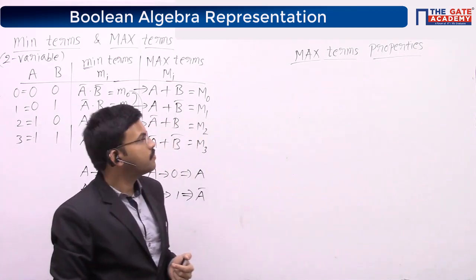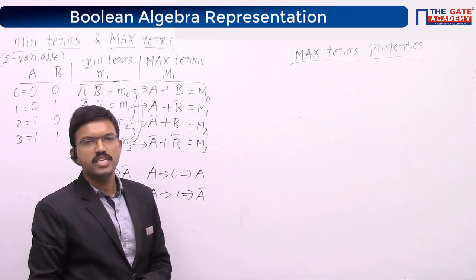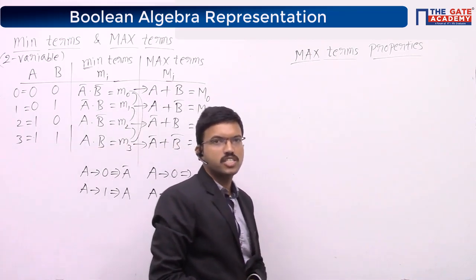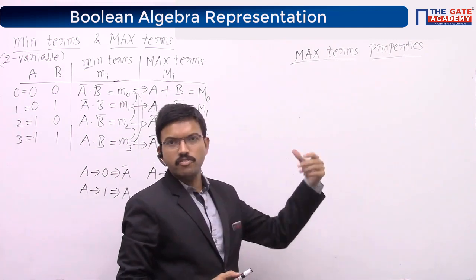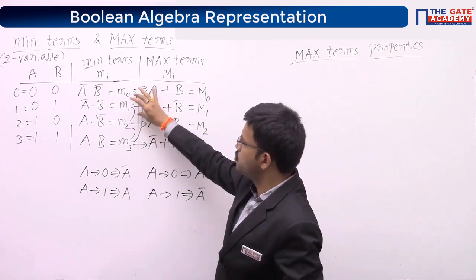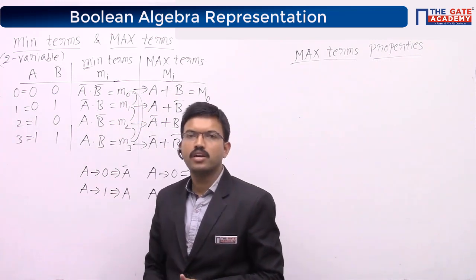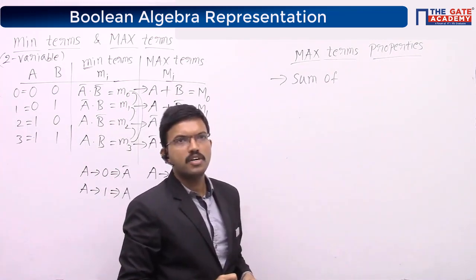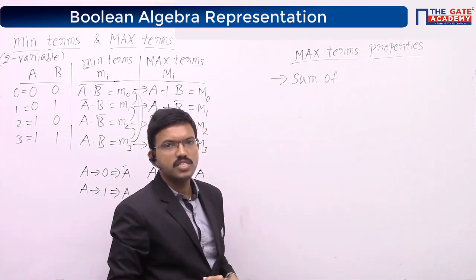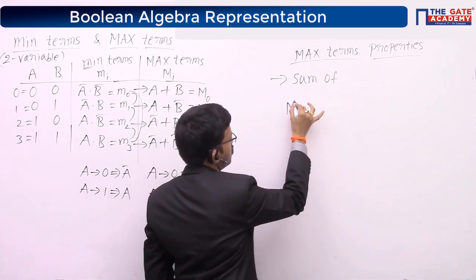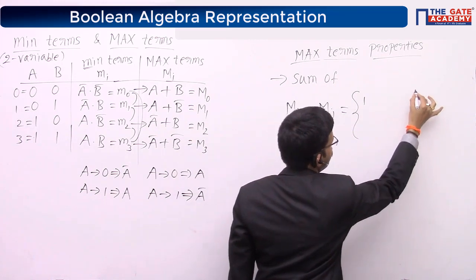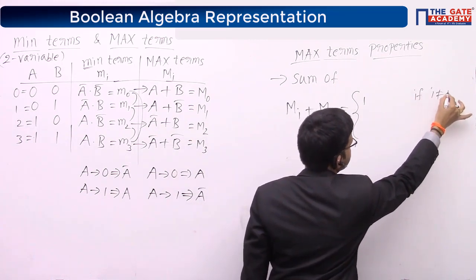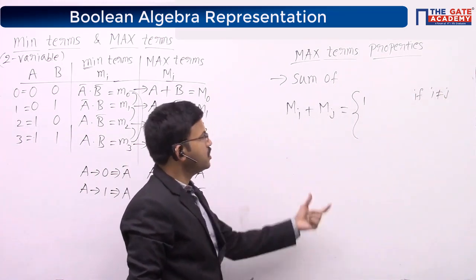Just go through the second property of minterms and tell me the dual of the statement. Yeah, you can write down. See, previously we have mentioned product of any two different minterms is 0. Okay, so here you can write sum of any two different maxterms is equal to 1. That means mi plus mj equal to 1 if i not equal to j.